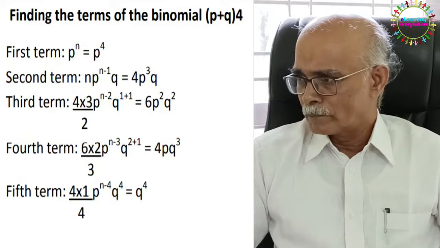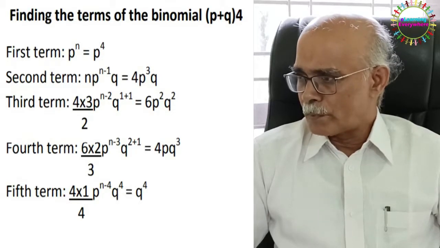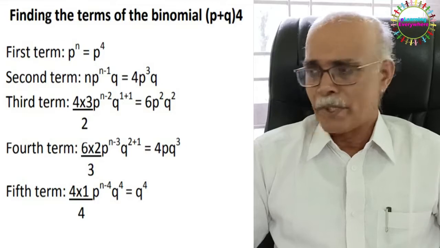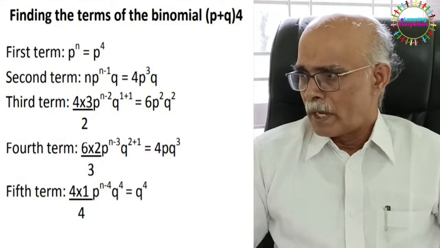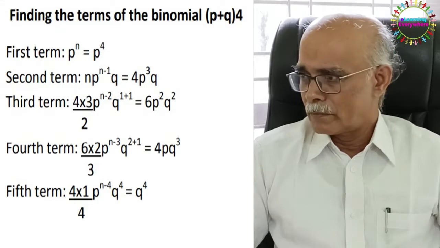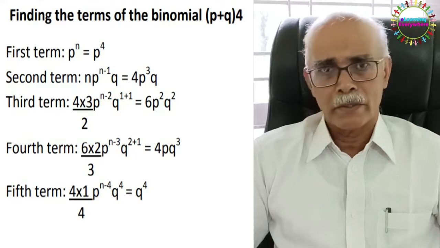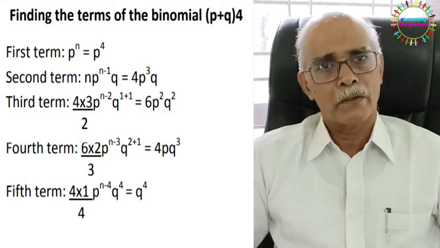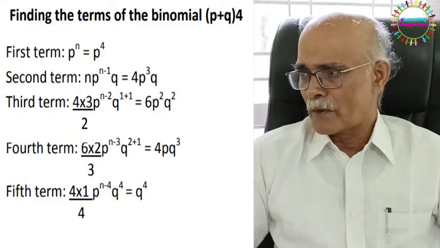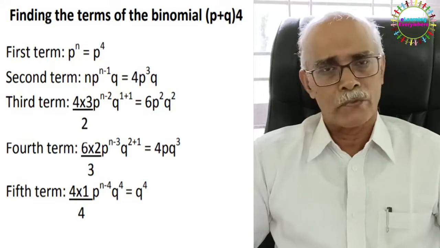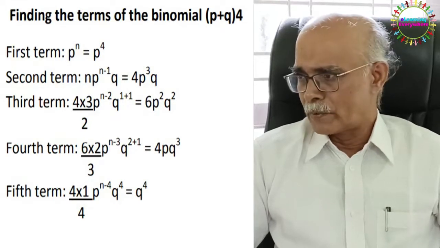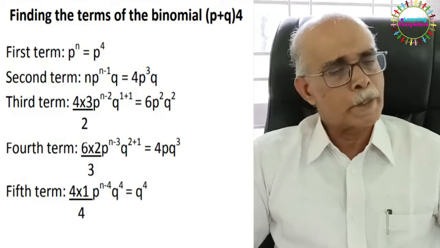4 is the coefficient of the previous term, 3 is the power of p in that particular term, and 2 is obtained by adding 1 to the power of q. Here the power of q in the previous term is 1, plus 1 is equal to 2. So when you find the term, you will get 6p squared q squared.